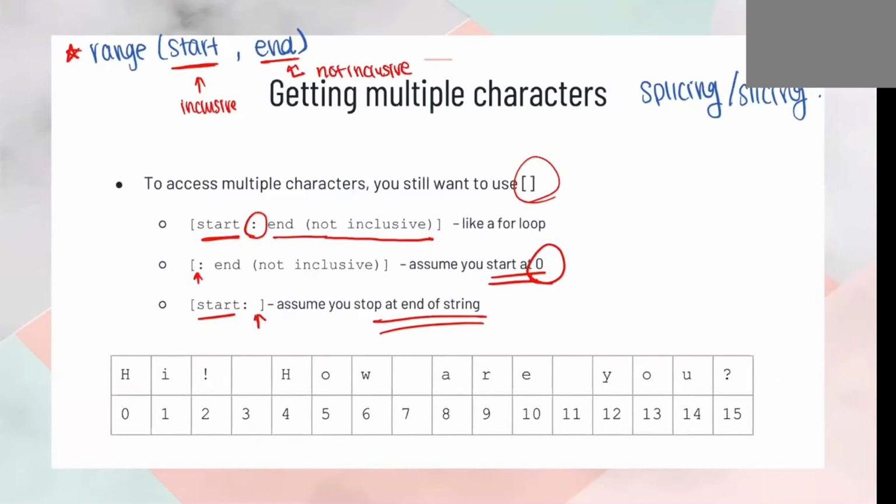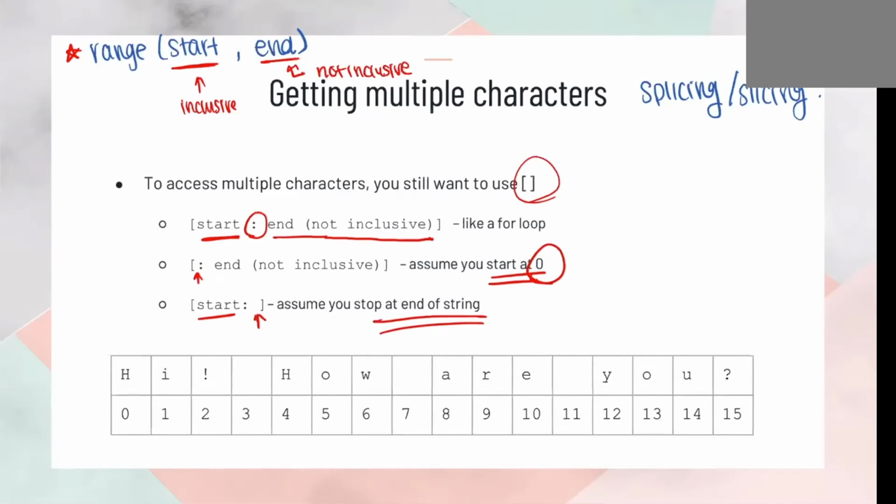This is the same thing. You have a start and then you have an end. End is not inclusive. It'll go up to but not include that last number. But these two things serve different purposes. Range will give you a range of numbers, whereas this bracket syntax that we're talking about here will give you all characters from your start up to your end.